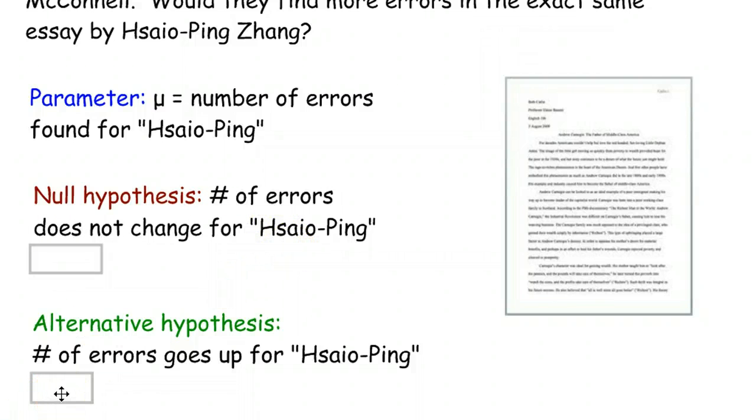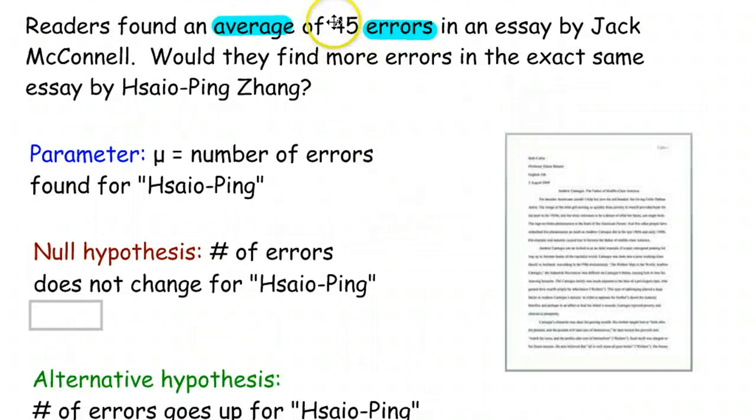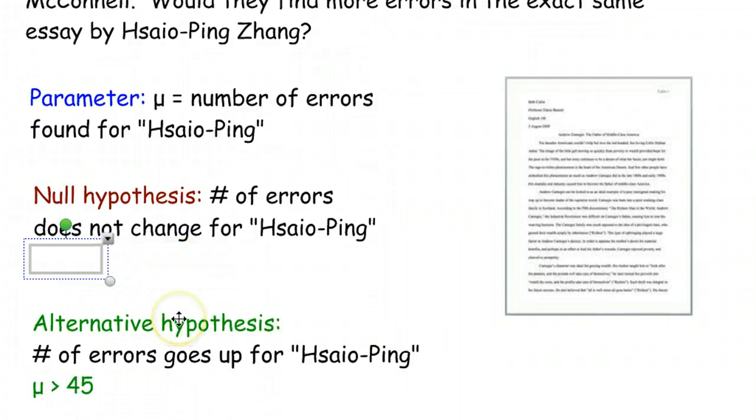Our alternative, using the symbols here, since we're dealing with an average, we have mu. And we think mu is going to be greater than the 45 errors that was in the original essay by Jack. The null then, of course, is that it does not change. So mu equals 45.